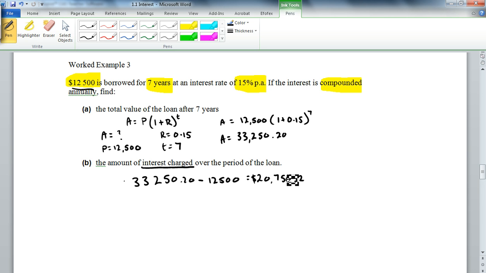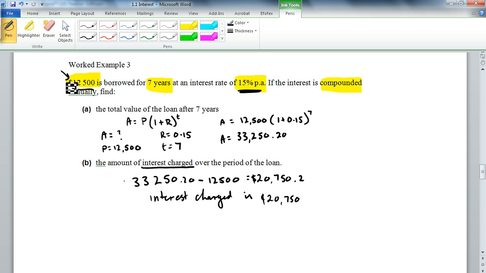You could even make a statement. In fact, you should. Interest charged is $20,750. Just to give you an indication about home loans and personal loans, 15% is not an overly unusual interest rate for a small personal loan of 12,500. So this would be relatively accurate.